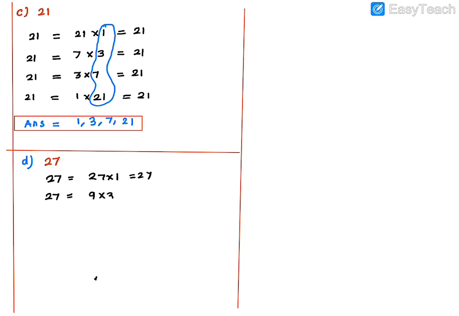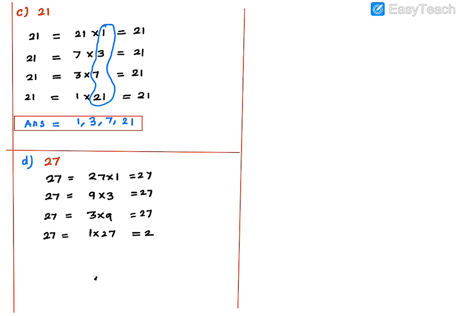So third table, 9 3s are 27. And the fourth table will not come. 5, 6, 7, 8, 9. Ninth table, 3 into 9s are 27. And the next ones, 10, 11, 12, 13, 14, 15, 16, 17. There are no numbers that will come, right? So that means directly 27 only. So 1 into 27, 27.